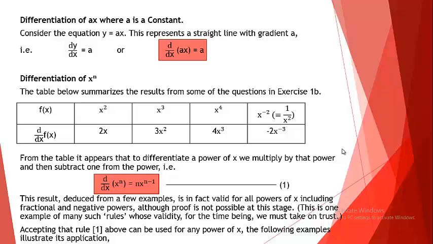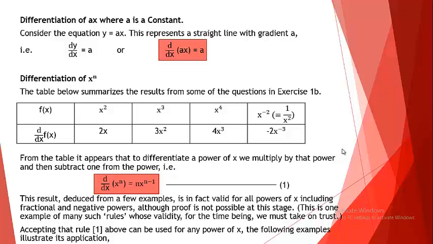That is, the derivative of x to the power n with respect to x gives us n x to the power n take away 1, which is equation 1. This result, deduced from a few examples, is in fact valid for all powers of x, including fractional and negative powers. Although proof is not possible at this stage, this is one example of many such rules whose validity, for the time being, we must take on trust. So rule number 1 can be used for any powers, including fractional and negative powers.